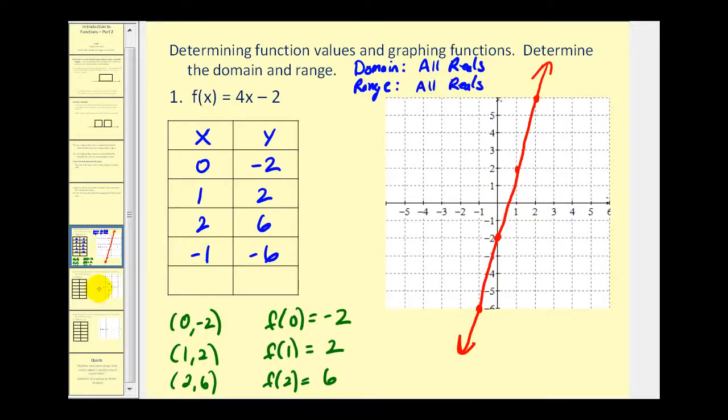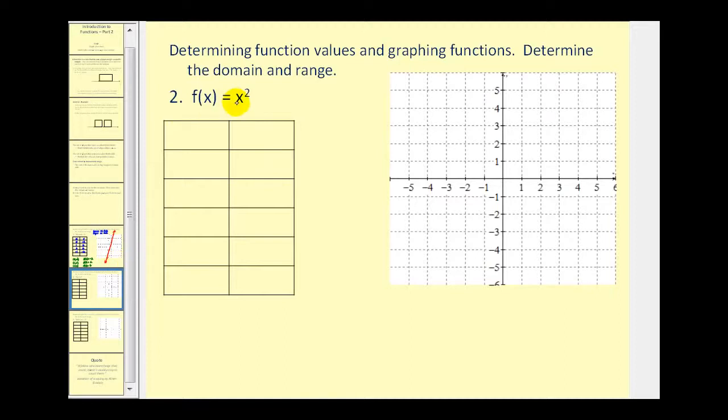Let's take a look at another one. Here we have f of x equals x squared. And again, when we first start to work with functions, it may be helpful to rewrite this as y equals x squared. So let's go ahead and make a t-table. And let's select negative 2, negative 1, 0, 1, 2.